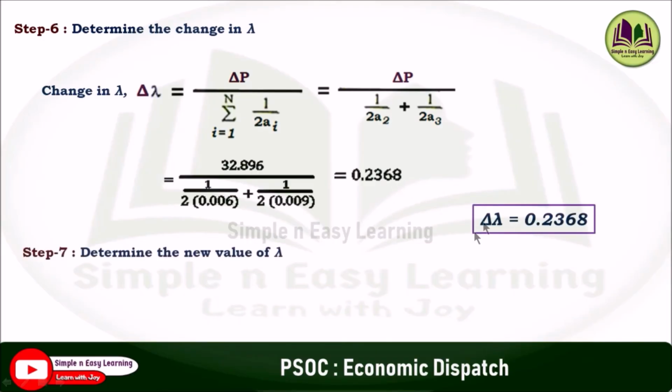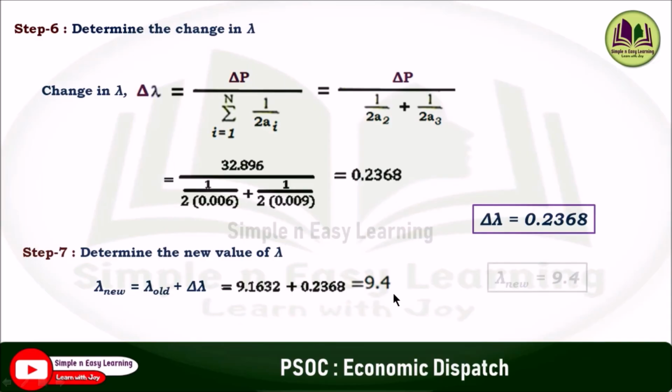So using this del lambda, we are going to find the new value of lambda. So lambda new is equal to lambda old plus del lambda. The old value of lambda is the second iteration lambda, which is 9.1632. Don't substitute 6.0 here. 6.0 is the first iteration lambda. Now 9.1632 is the second iteration lambda. That is the old value now. Adding this with the del lambda, you will be getting the new value of lambda as 9.4.